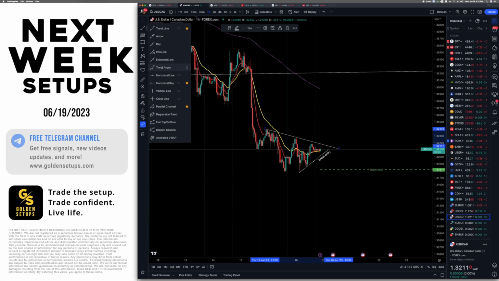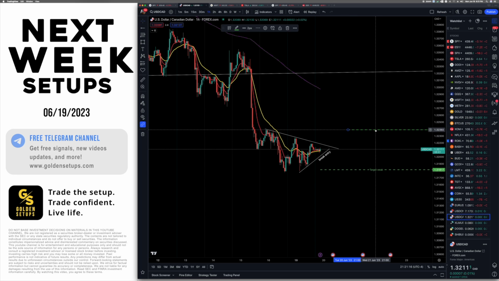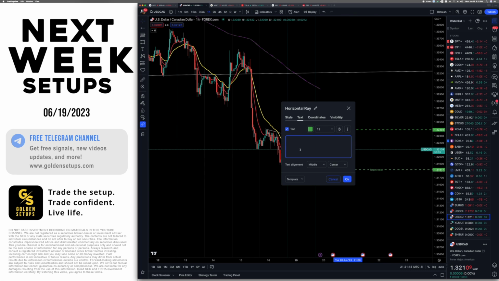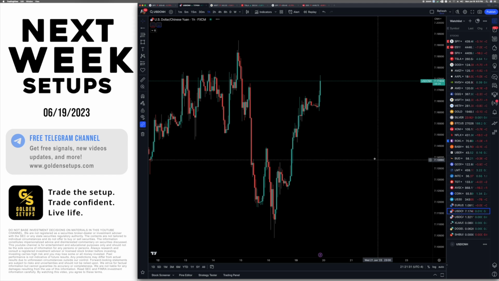I'm going to go ahead and put a target strong, somewhere around here will be strong, and I'm going to set that up as our target strong. Okay, target strong. All right, that's what I'm looking for. So let's watch for a break above any of these trend lines for USD Canadian dollar.